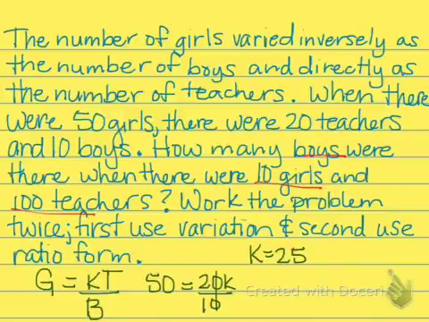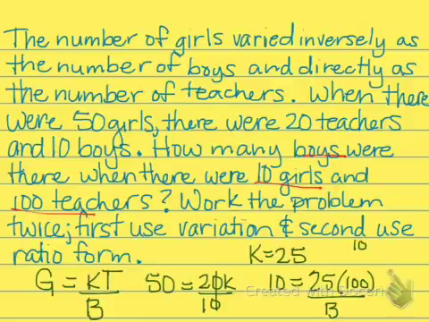So we're going to let G equal 10, K is 25, and T is 100. And then we want to know B. So multiply both sides by B, we end up with 10B equals 2,500. Divide by 10, we get B equals 250. So there were 250 boys when there were 10 girls and 100 teachers. Now that's our first way.